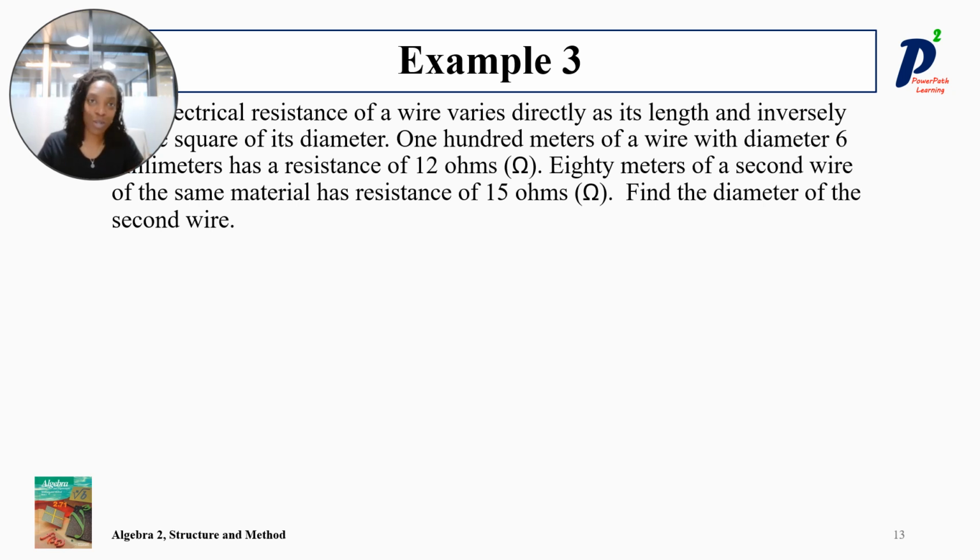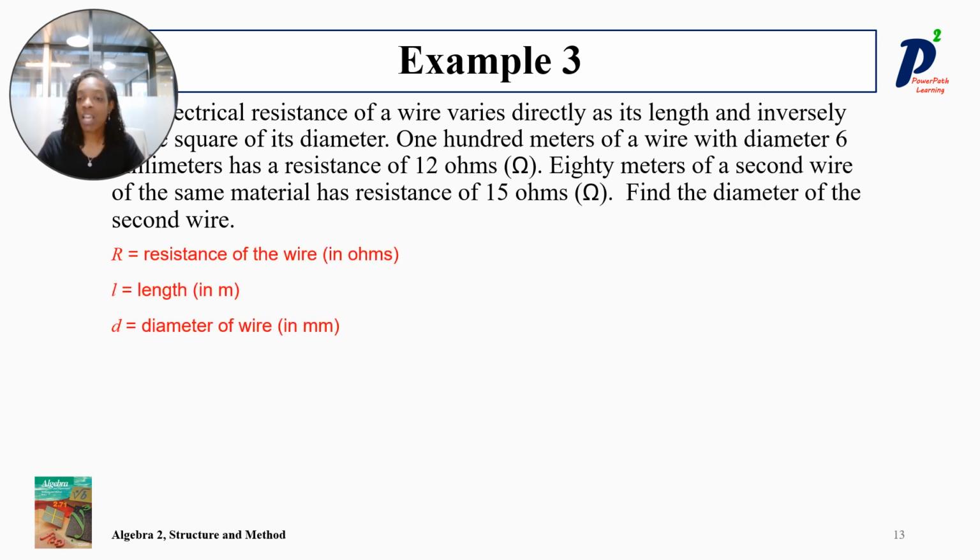The first thing we have to do here is figure out what quantities are involved, and state our variables. I know resistance is R. I'm going to make my length of the wire L and the diameter of the wire D. Now that I have my variables, I can state my variation equation. So the resistance varies directly as the length and inversely as the square of the diameter. Hopefully you got that.